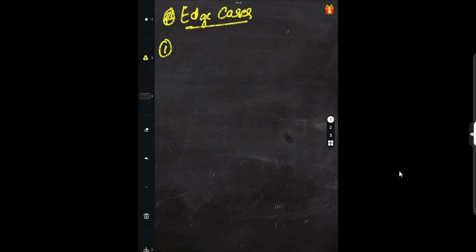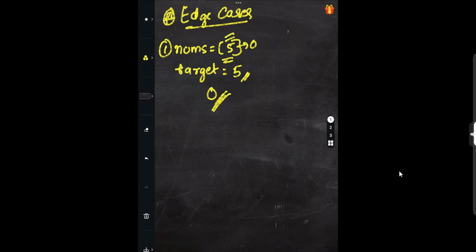Let's go with the first edge case, nothing but a single element array. I'll consider the input as this one, let's consider 5, and let me consider the target also 5 here. So the output will be 0 here, right? We are finding the element at the first index, nothing but index starts from 0. So the output that we need to get here is 0. This is for the single element array.